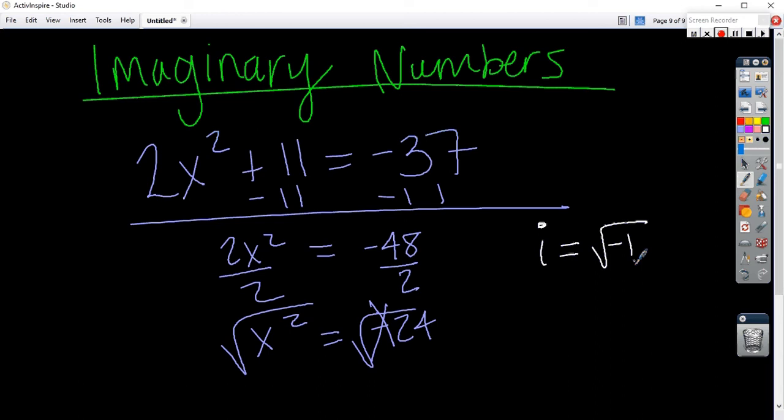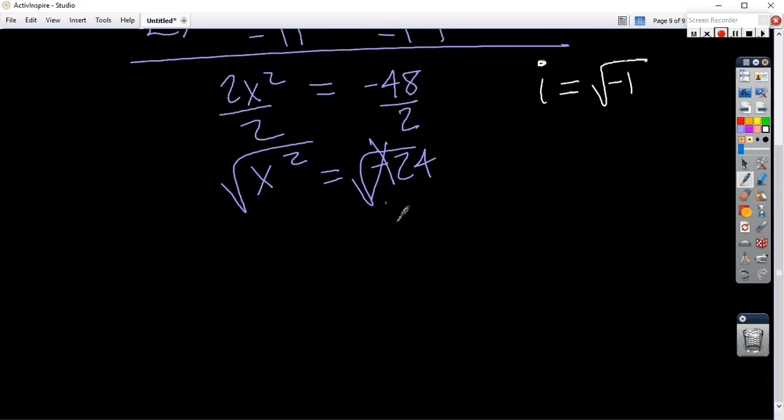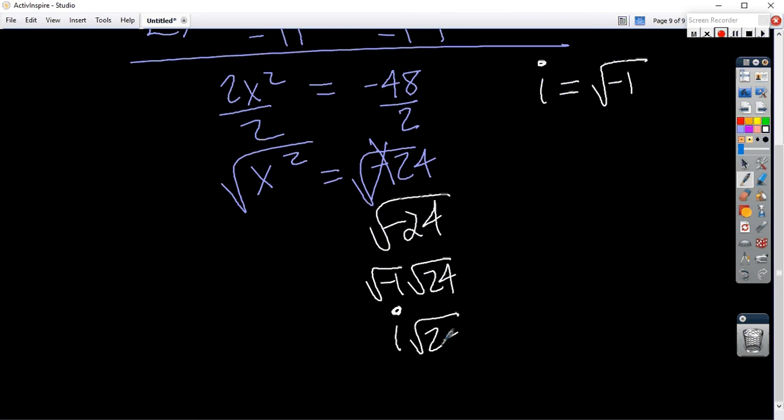If I told you to let i, it's a variable, right? Let it represent the square root of negative 1. So instead of the square root of negative 24, let's break it apart like we broke apart some things yesterday. Let's think square root of negative 1 times square root of 24. Do you agree with that? Can I do that now? I could let i hold the place here, and I'd have the square root of 24.